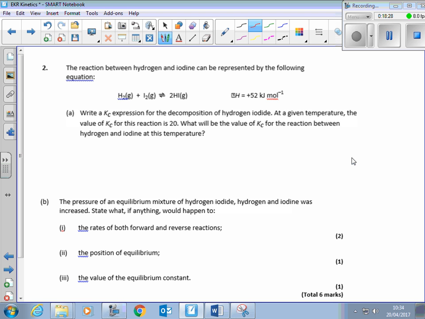So question 2 then, the reaction between hydrogen and iodine, yay. Represented by the following equation. So we've got hydrogen gas and iodine gas in equilibrium with hydrogen iodide, because we've had that the other way round as well. Worth noting that that should be a delta H if you've got a little box with a question mark in it there. Some of them came out right, but mine's got an odd version of that. So that's delta H is plus 52 kilojoules per mole.